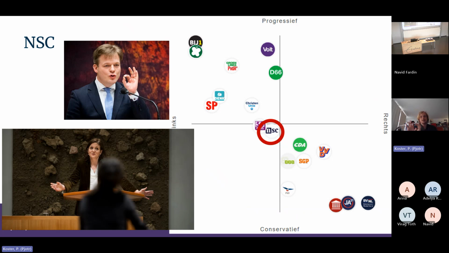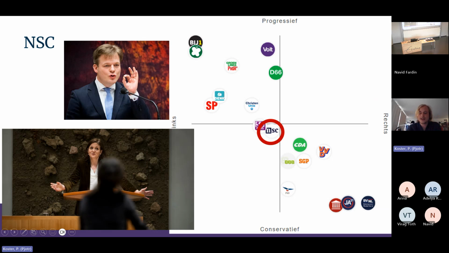So this gets me quickly to another party, which is the NSC. NSC is New Social Contract, and as you can see, there are two important people here. So you have Pieter Omtzigt, and now I'm going to completely forget the name of the current person. So I think it's Verhoeven. I forgot her specific name, but I'll get to it.